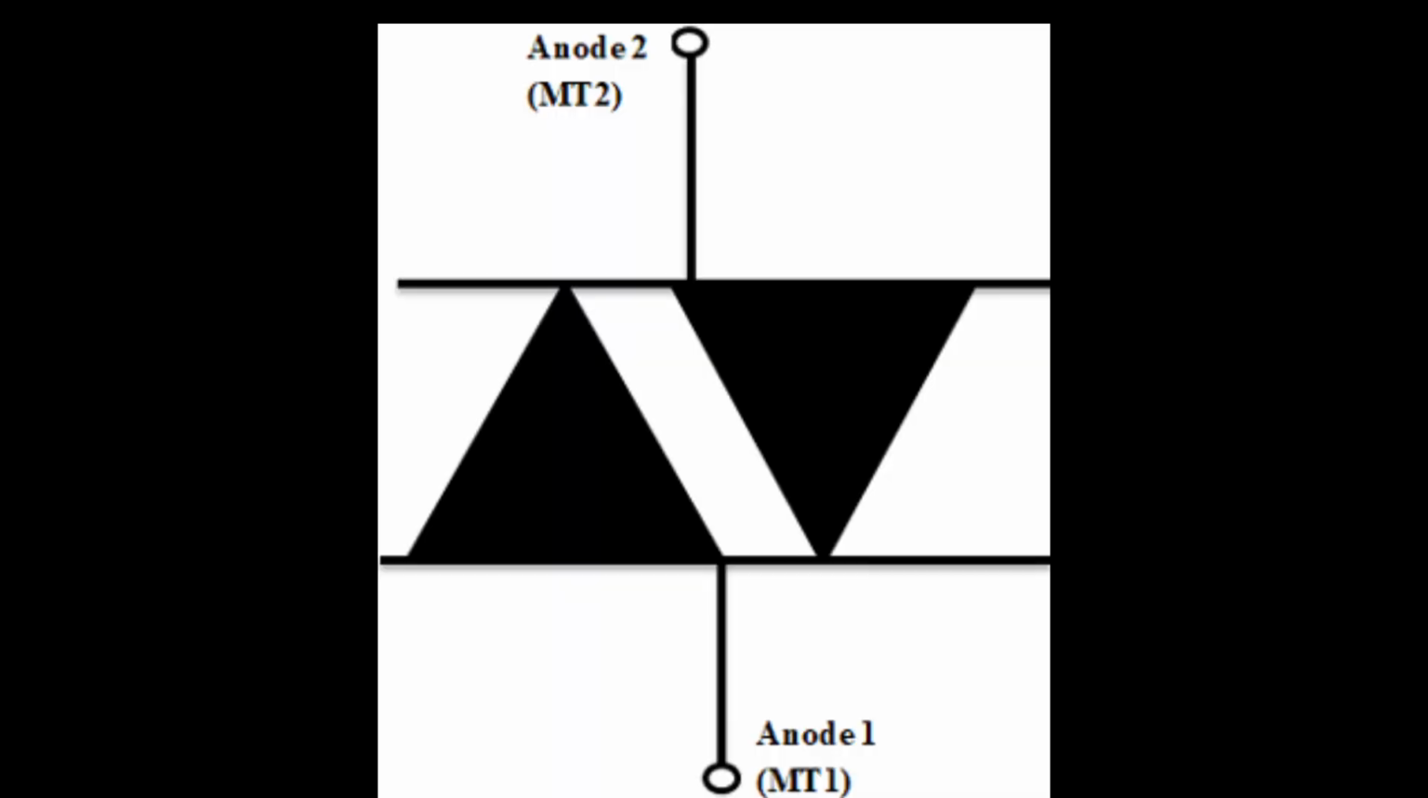DIAC is given by the symbol of two diodes connected in parallel and opposite to one another and has two terminals. Since the DIAC is bidirectional, we can't name those terminals as anode and cathode. The terminals of DIAC are simply called A1 and A2 or MT1 and MT2, where MT stands for main terminal.